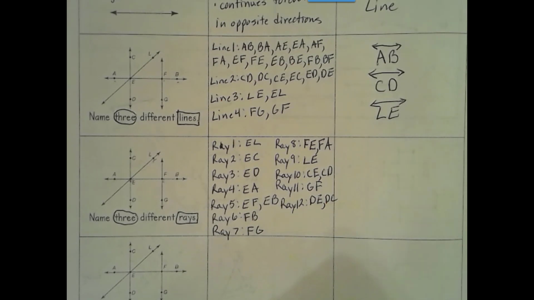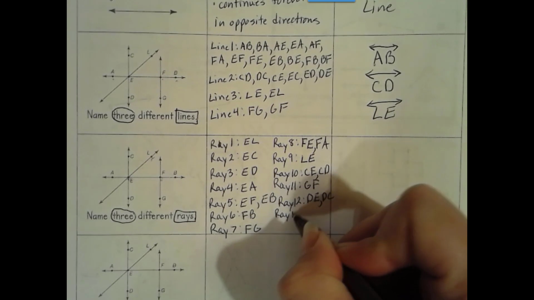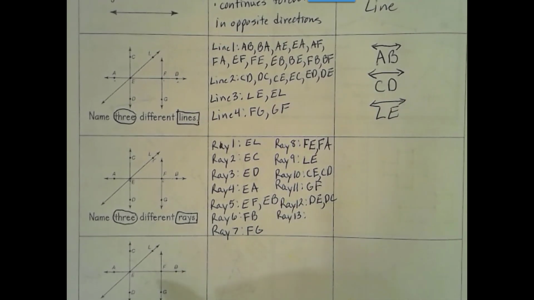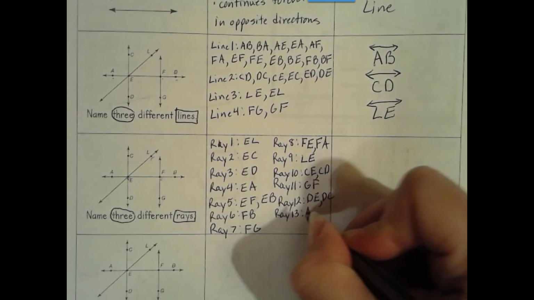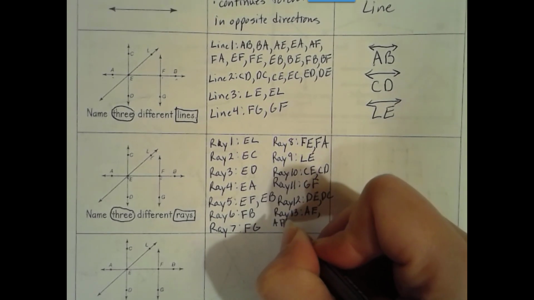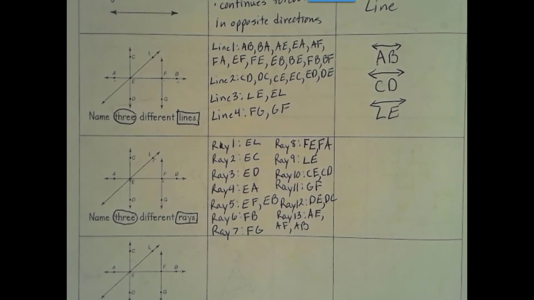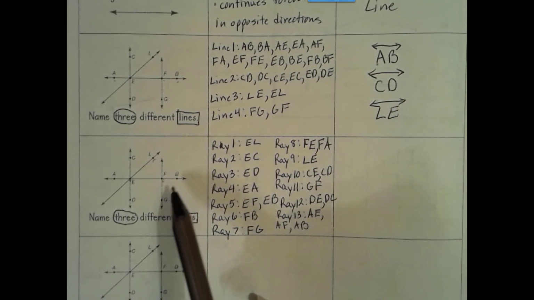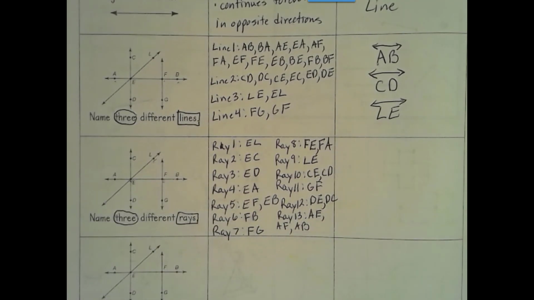I have lots of options here. I could have A be the endpoint, and then I would have options AE, AF, AB. But A would be the endpoint, and then I don't have room, but B could also be one. BF, BE, BA. The endpoint has to go first. So we have a lot of options here. We only need 3. So I could start with EL.